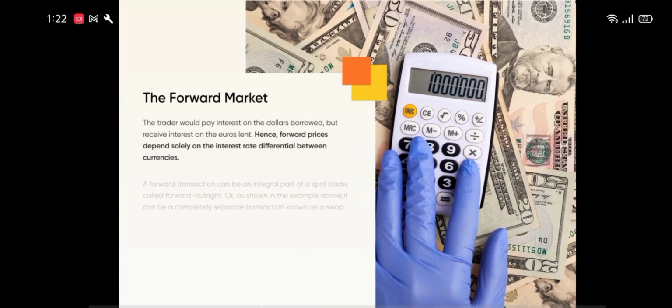The trader would pay interest on the dollars borrowed, but receive interest on the euros lent. Hence, forward prices depend solely on the interest rate differential between currencies. A forward transaction can be an integral part of a spot trade, called forward outright. Or, as shown in the example above, it can be a completely separate transaction known as a swap.